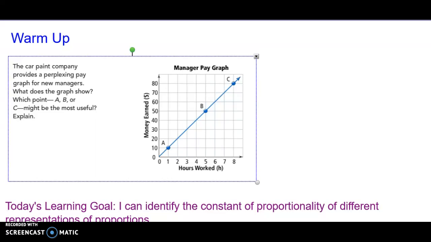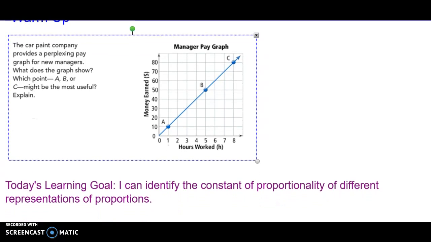Sections 8.3 and 8.4. So we're looking at the constant of proportionality today and equations. Our learning goal is to identify the constant of proportionality of different representations of proportions. It sounds super wordy, but we're really just looking at that constant multiple in various ways. So that's what we're looking at today.